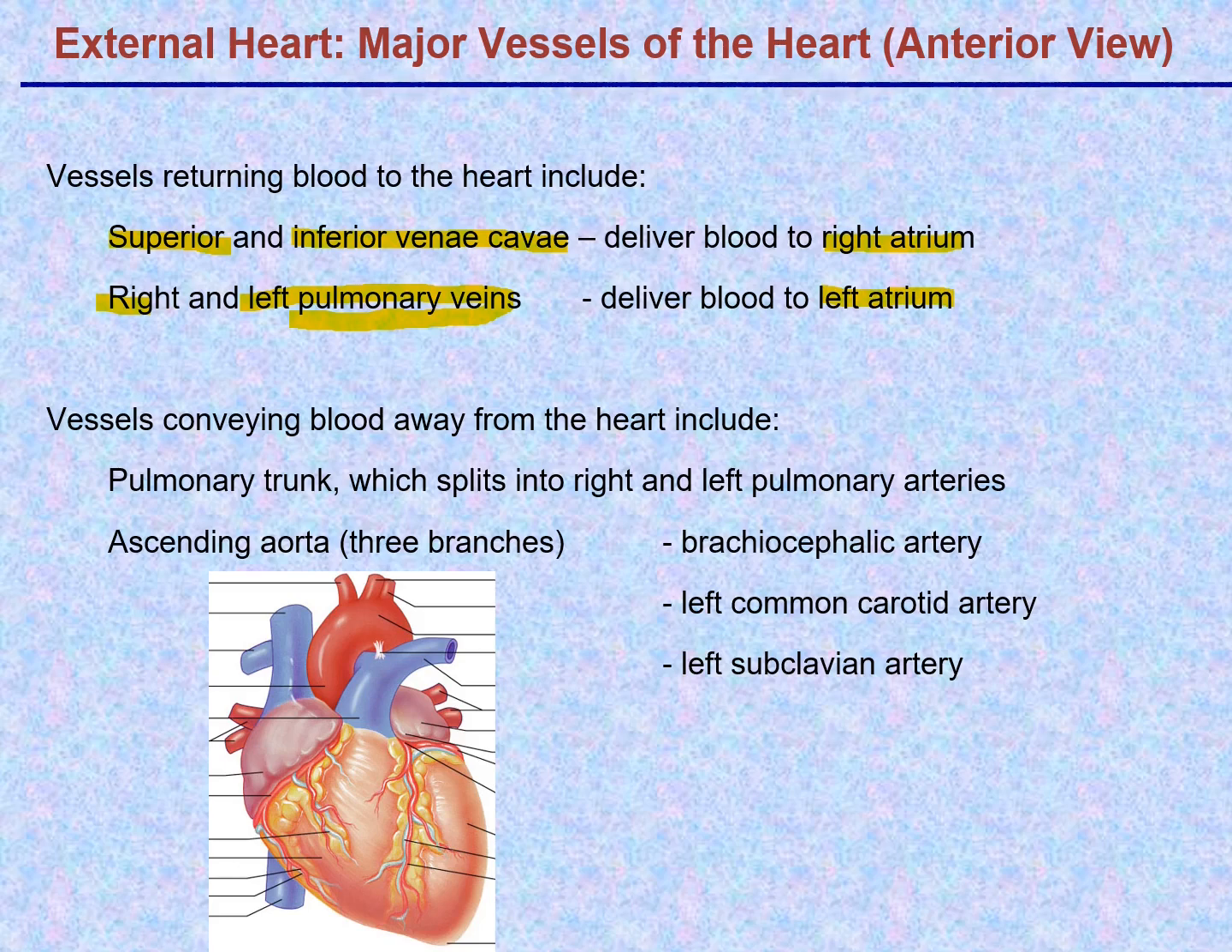Blood vessels that carry blood away from the heart include the pulmonary trunk, which splits into the right and left pulmonary arteries, and the ascending aorta, which has branches: the brachiocephalic artery, the left common carotid artery, and the left subclavian artery. There is, by the way, as I said before, a right common carotid artery and a left common carotid artery, shown not on this diagram, but higher up above the brachiocephalic.